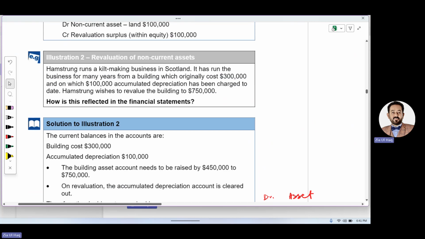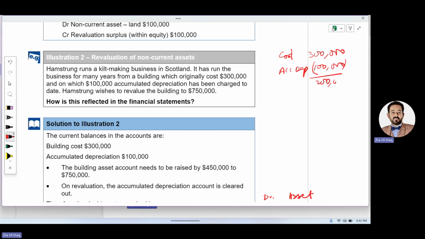Hamstrung runs a kilt making business in Scotland. It has run the business for many years from a building which originally cost 300,000 and on which 100,000 accumulated depreciation has been charged to date. This means cost was 300,000 and the accumulated depreciation we charged was 100,000. So its carrying value is 200,000. And we need to compare market value with carrying value.